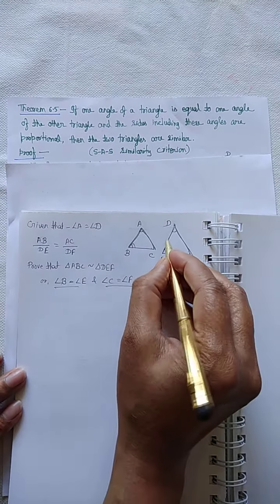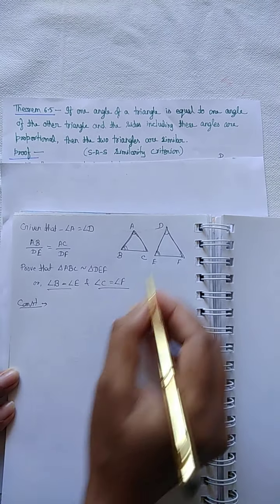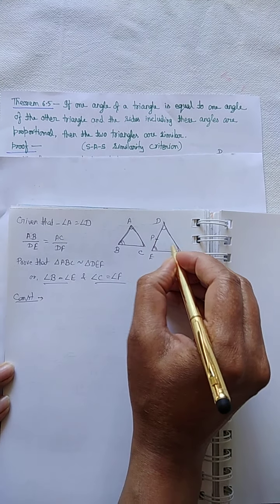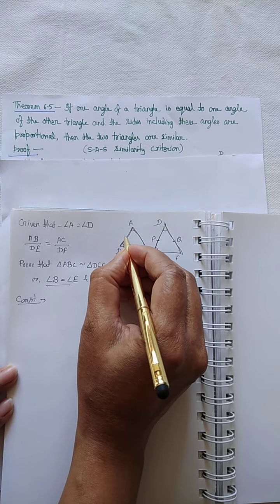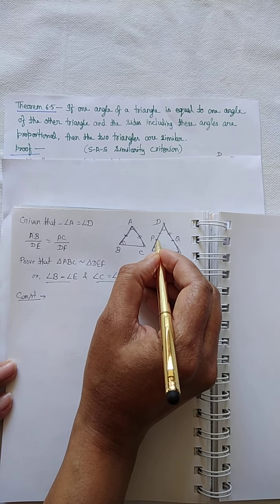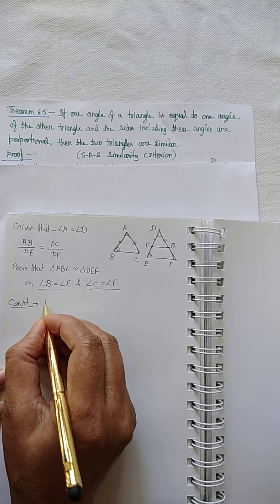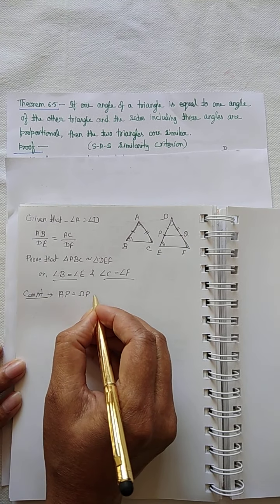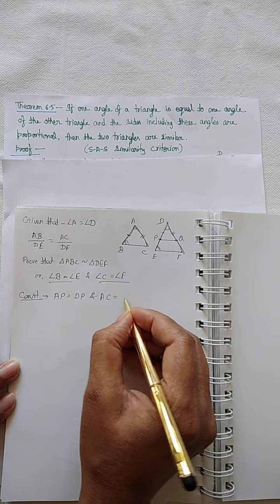Okay, so for this we will do one construction, same as the previous theorem. Put P on line DE and Q on line DF, so that AB equals DP and AC equals DQ, and we will join P and Q.